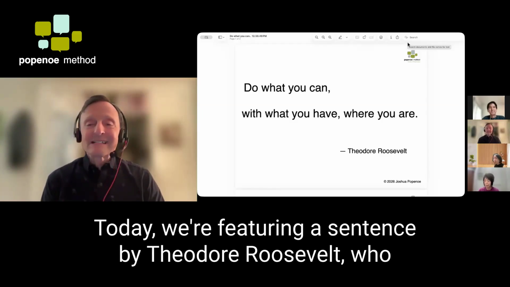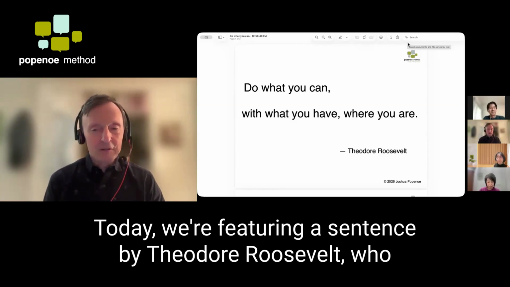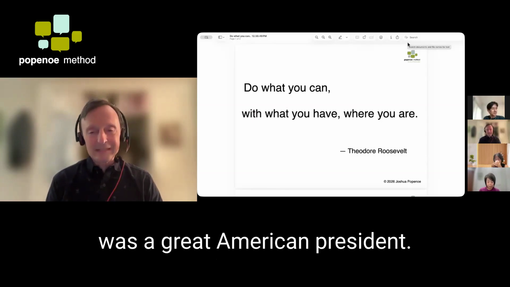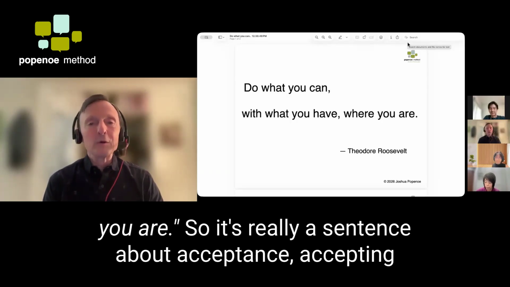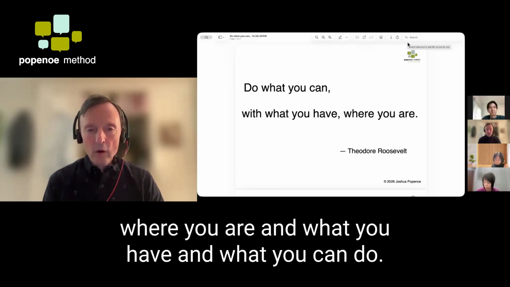Today, we're featuring a sentence by Theodore Roosevelt, who was a great American president. The sentence is, "Do what you can with what you have where you are." So it's really a sentence about acceptance, accepting where you are and what you have and what you can do.